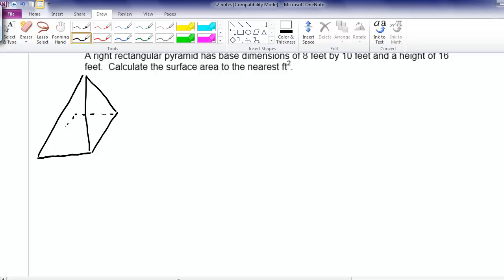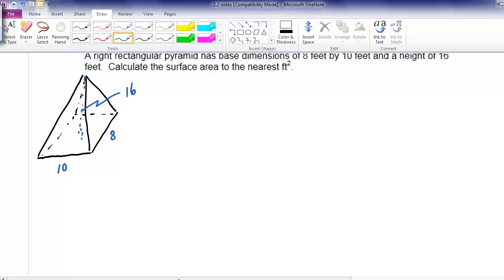So here's my pyramid, and after I've done my drawing, I'm going to label everything I know. I'm going to call this my 8-foot dimension of my base, and I'm going to call this my 10-foot dimension of my base. And again, the height of the pyramid is not slant height. The height of the pyramid is the perpendicular distance, so it meets at 90 degrees, from the very top of the pyramid to the base. So here's what we have.